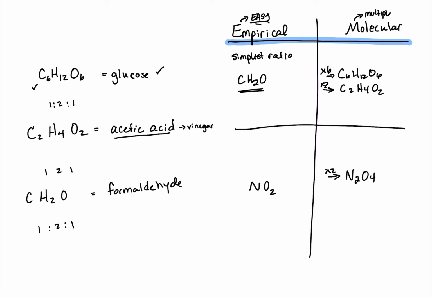And if you want to try to come up with another one, and it may or may not exist, you could jump this all the way up to N10O20, and you could call that a molecular formula. It just may not actually really exist. So that's the difference between empirical formulas and molecular formulas.